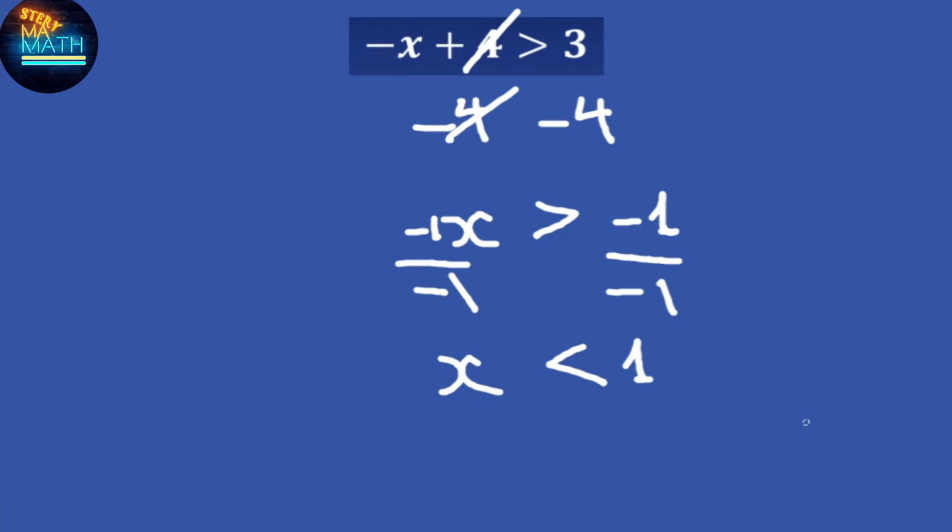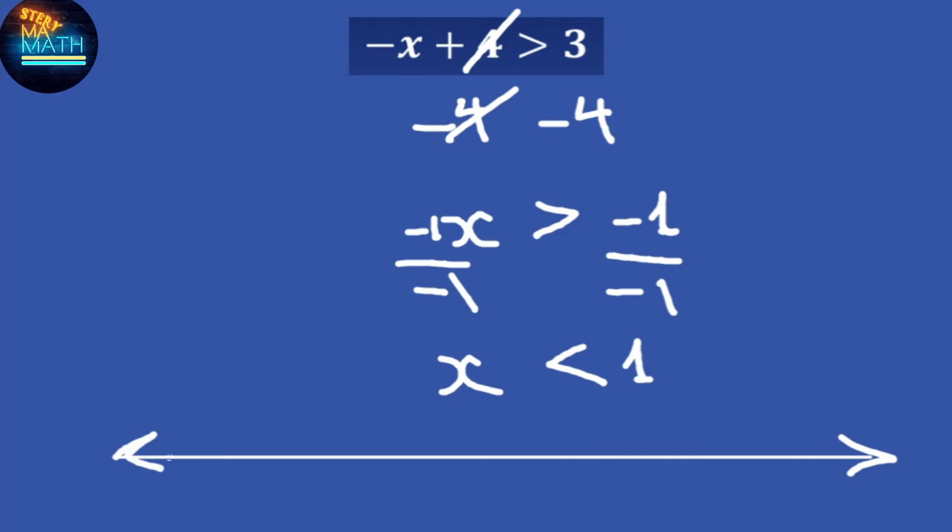And if you want to plot these on the number line, you will draw a number line. So here's 1. And because you don't have an equal sign underneath the less than, you will not shade the circle. It will be an open circle. And then you will go towards the left because the sign is less than, and then shade this region.